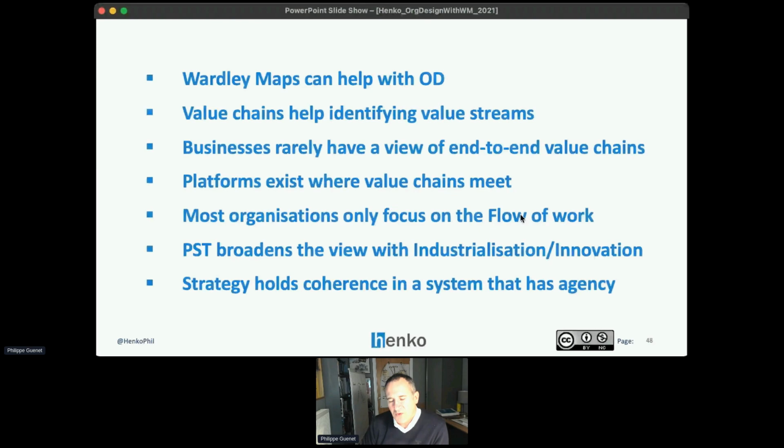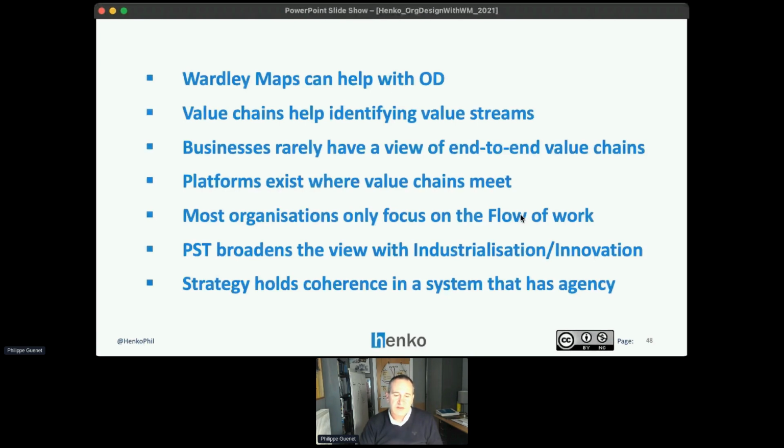Businesses rarely have a view of end-to-end value chains, and when you start showing end-to-end value chains to leadership teams, it's revealing a lot of stuff. You need to find a way to engage them, which is difficult because generally they don't have the time. But when you start doing that, it's really interesting. What we did in a bank once is we had a 4-meter large board, and we were doing all the value chain, and we left it for about 2 or 3 weeks, and everybody was stopping to have a discussion. That was a great way of gaining interest.